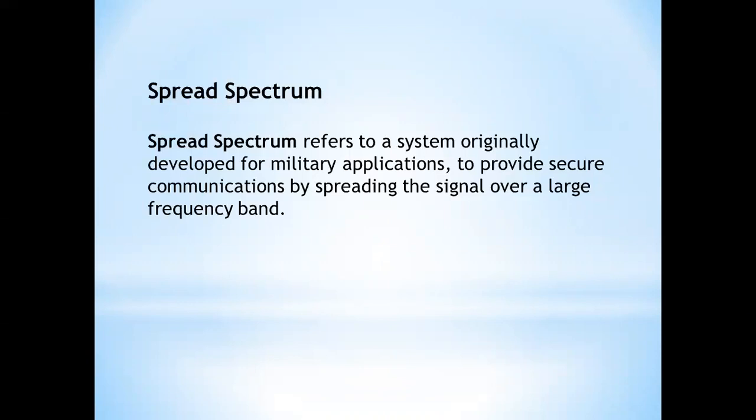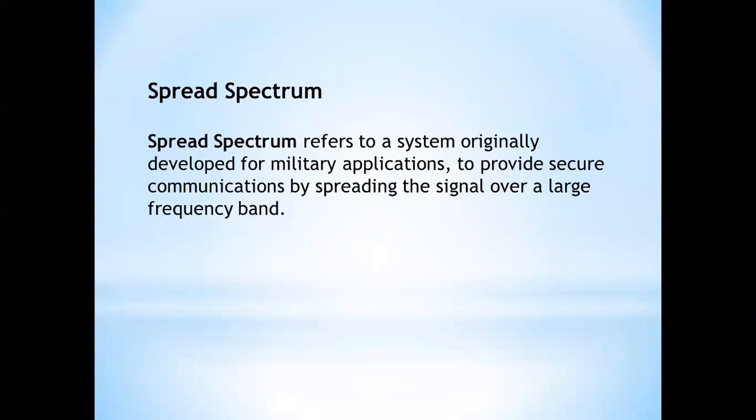Even in non-military communication, unintentional interference is caused by a user who is transmitting information through a channel which is already being used. To counter this problem, we can use a technique called spread spectrum modulation. Now, spread spectrum is SS.